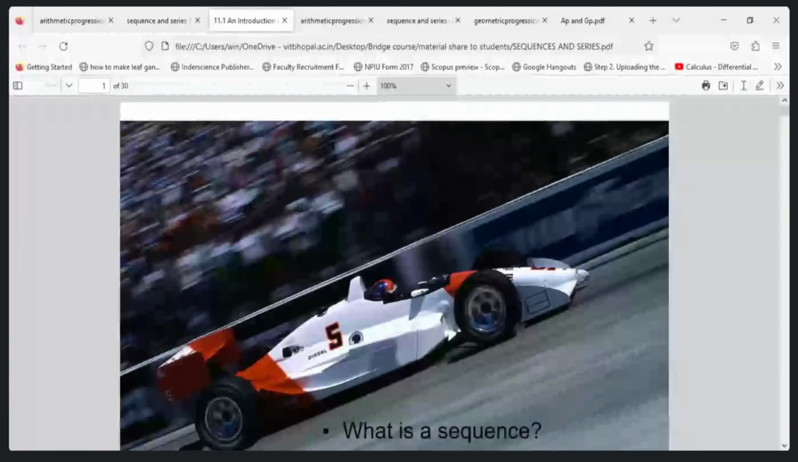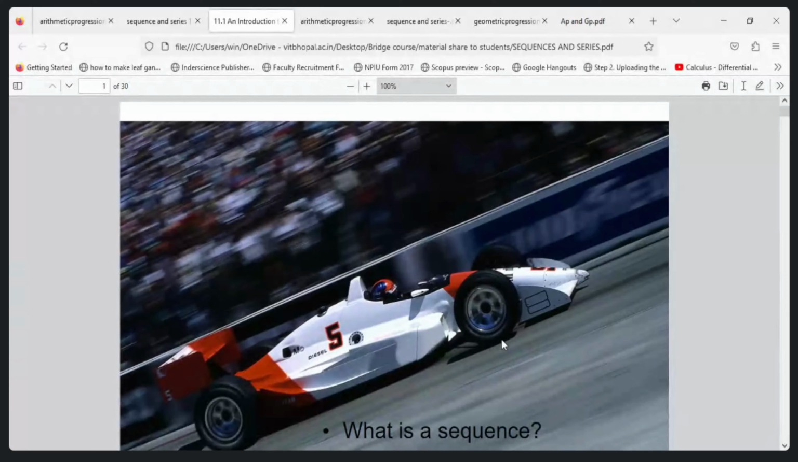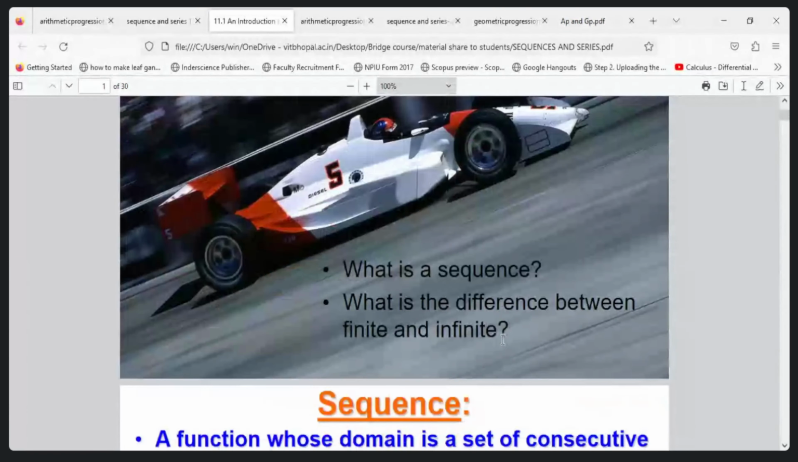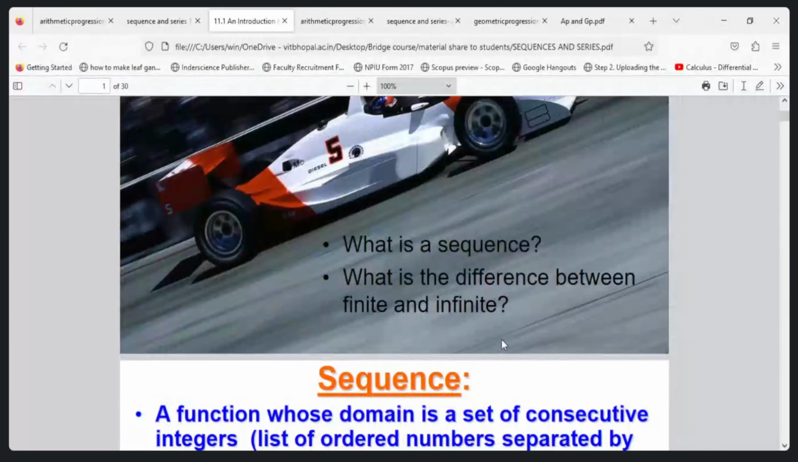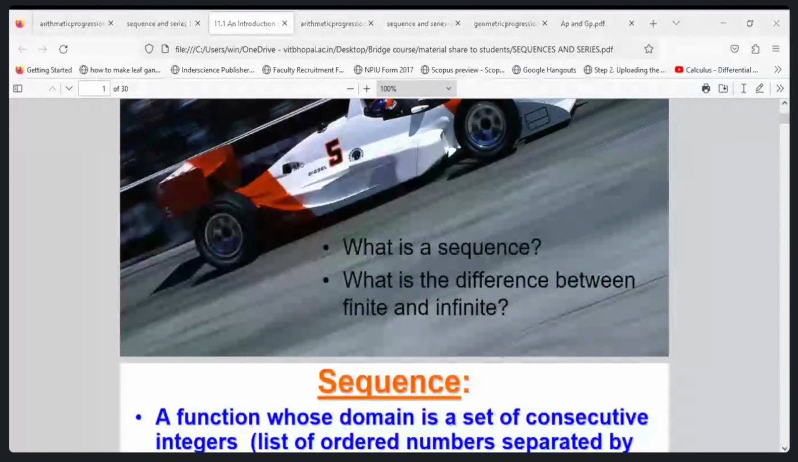So let's start, the screen is visible. May I start series and sequences? What is the difference between finite and infinite? Before starting series and sequences, I want to ask one thing of all of you.